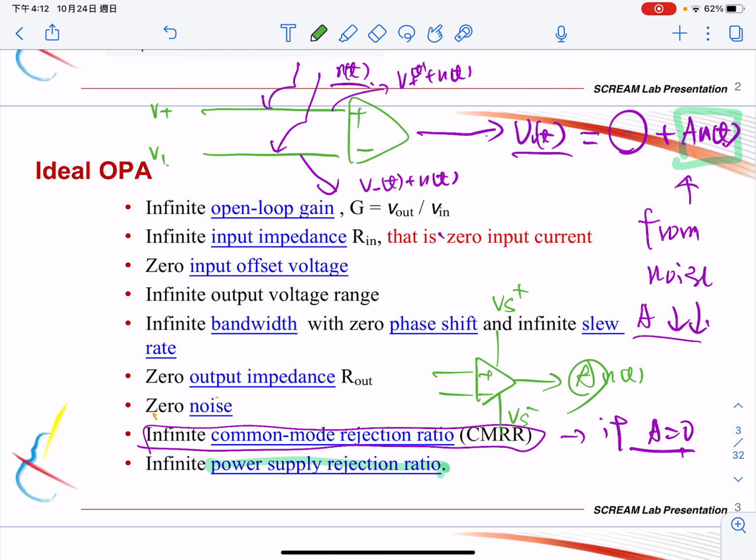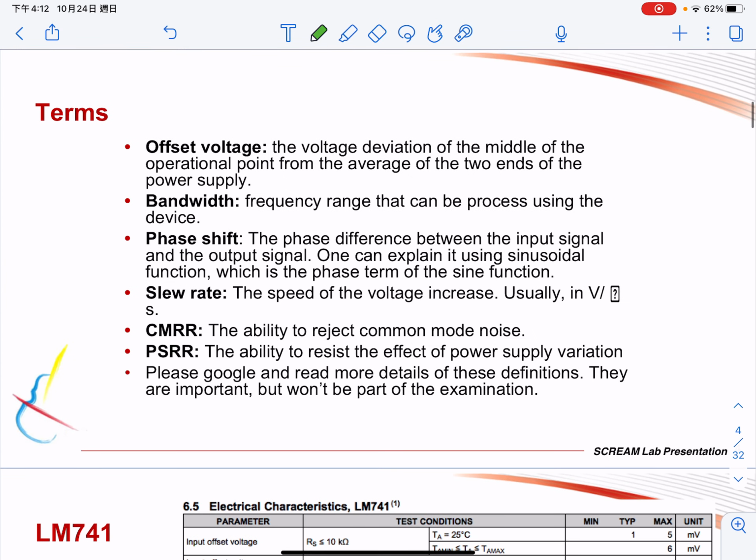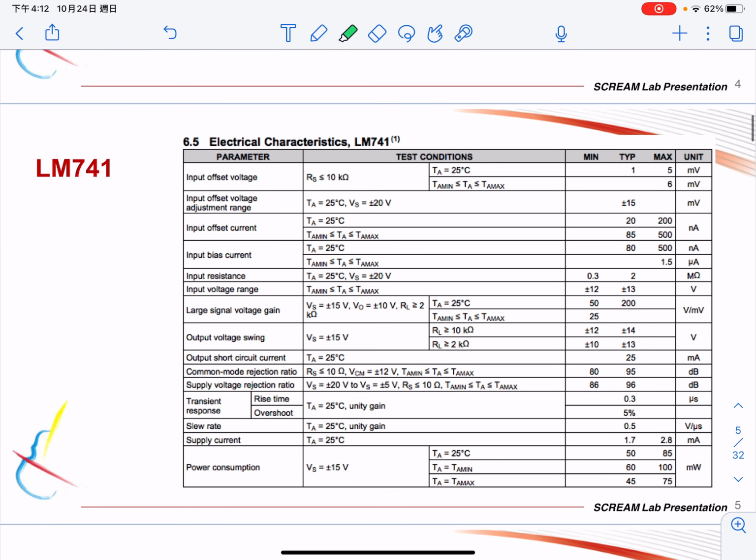Okay, this is the ideal operational amplifier. I already explained these terms: the offset voltage, the bandwidth, the phase shift, the slew rate, the common mode rejection ratio, and the power supply rejection ratio. You can Google and read more detail on these definitions. They are important, but won't be part of the examinations. So let's look at a typical operational amplifier.